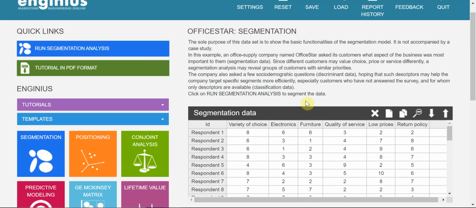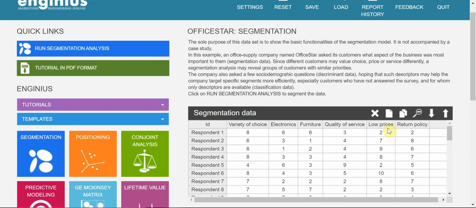Say low prices are very important for me. Then I need to answer that low prices are very important, so 10. So this person, respondent number 6, thinks that low prices are very important. So we can say that the person has the need for low prices. This is the basic logic we use in needs-based segmentation.